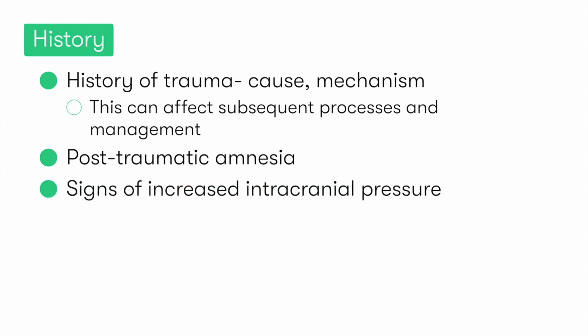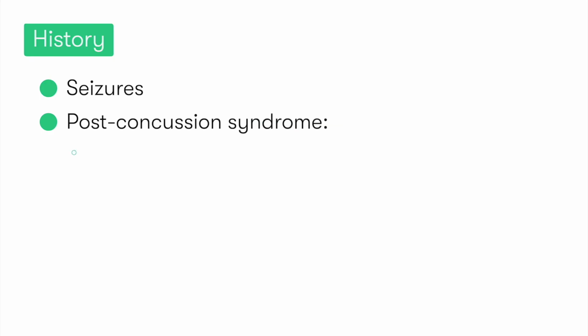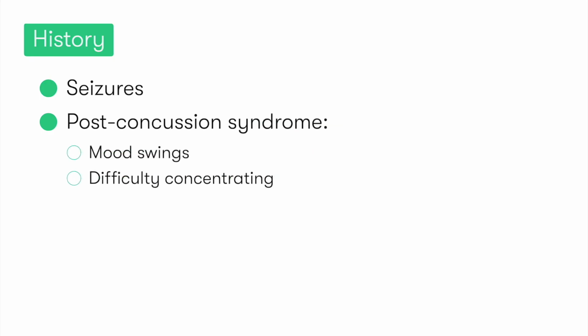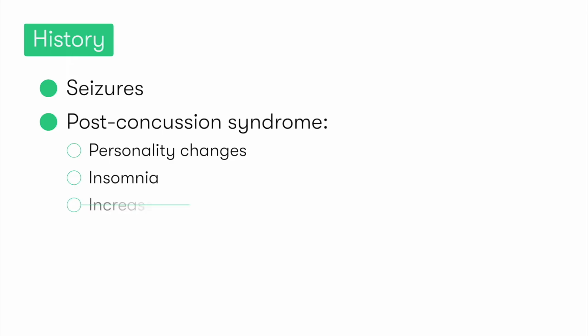Importantly, we should also be looking for signs and symptoms of increased intracranial pressure, which, as we know, is the serious potential consequence of traumatic brain injury. These can include headaches, vomiting, motor weakness, and a decreased level of consciousness. Patients with significant traumatic brain injury may also have seizures, and also potentially post-concussion syndrome. This is characterized by mood swings, difficulty in concentrating, blurred vision, fatigue, dizziness, and also they may experience personality changes, insomnia, and increased drowsiness.